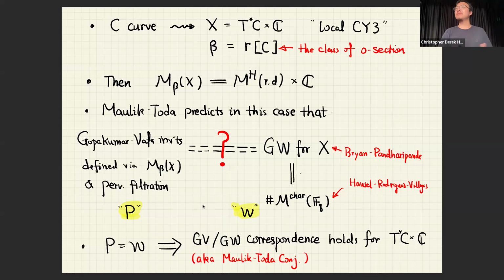And this is exactly a shadow of P equals W. Because if you look at how to get the counting function from the weight polynomial, you plug in the same formula on the left-hand side, and that's exactly the Maulik-Toda proposal. So in other words, P equals W tells you that the Gromov-Witten and Gopakumar-Vafa correspondence holds for this local Calabi-Yau for any curve class.